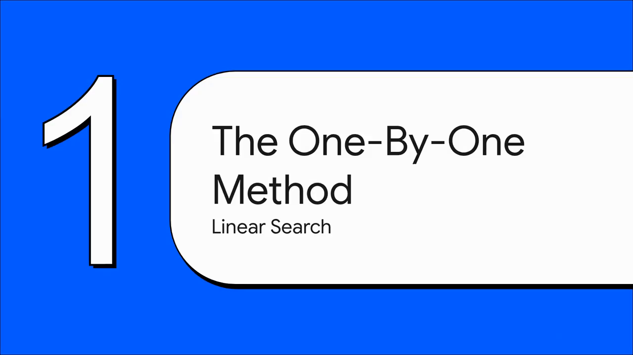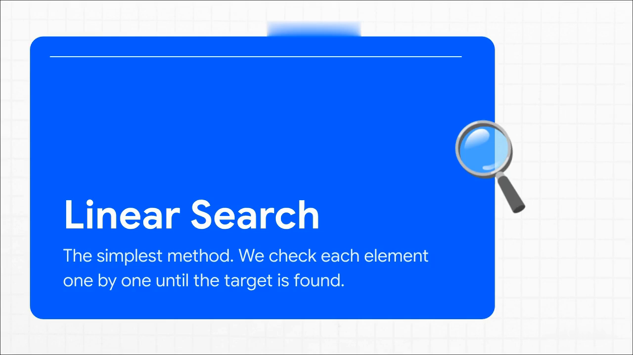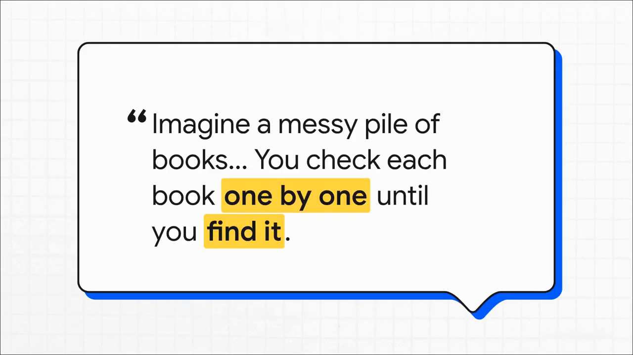Okay, so first step is the method that we'd all probably use by instinct, the one-by-one approach. In the coding world, we call this linear search. Yeah, the name pretty much gives it away, right? You have a list of stuff, you start at the very beginning, and you just check every single item in a line until you either find what you're looking for or, well, you hit the end of the list. Simple as that.